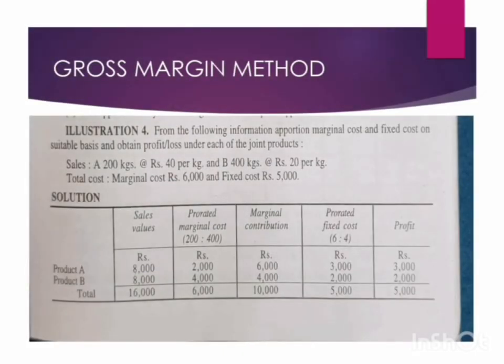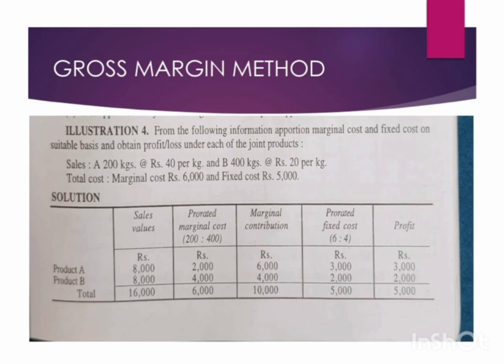Next one is the third method, which is the gross margin method. The question is, from the following information, apportion marginal cost and fixed cost on a suitable basis and obtain profit or loss under each of the joint products. Sales of A is 200 kgs at rupees 40 per kg and for B 400 kgs at rupees 20 per kg. Total cost, that is marginal cost, is rupees 6,000 and fixed cost is rupees 5,000.